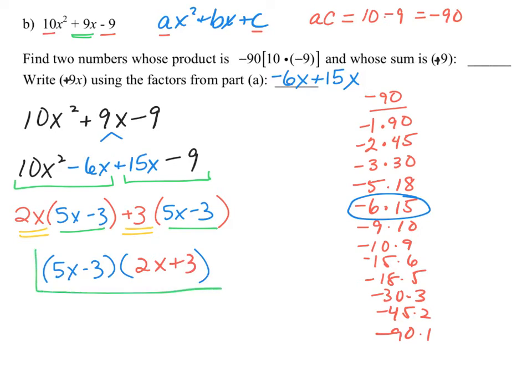So our answer to factoring that trinomial using the AC method or the grouping method is the factor 5x minus 3 times the factor 2x plus 3.